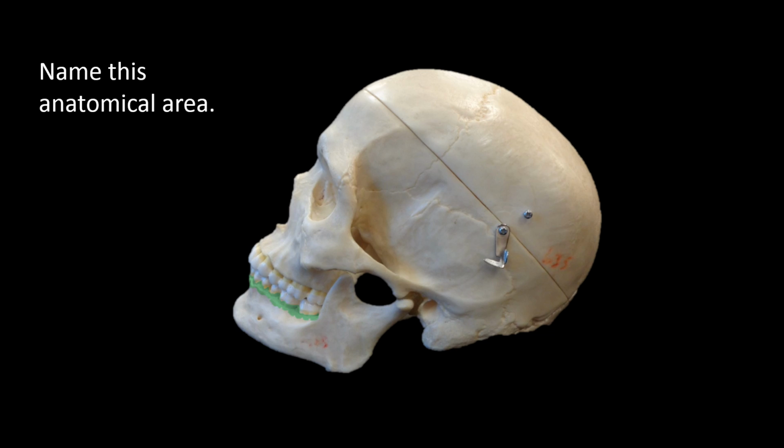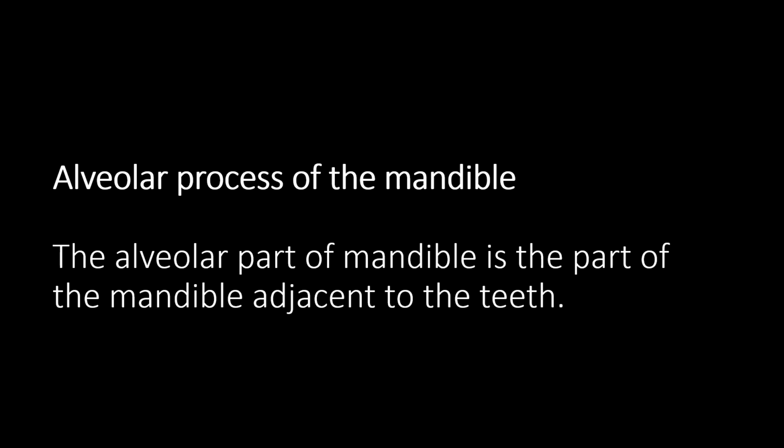Name this anatomical area. Alveolar process of the mandible. The alveolar part of the mandible is the part of the mandible adjacent to the teeth.